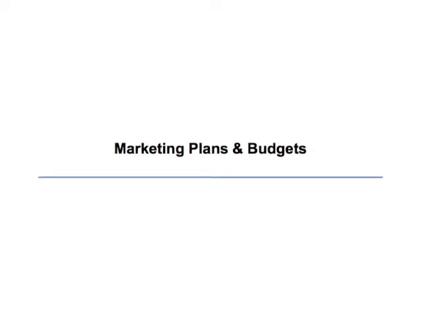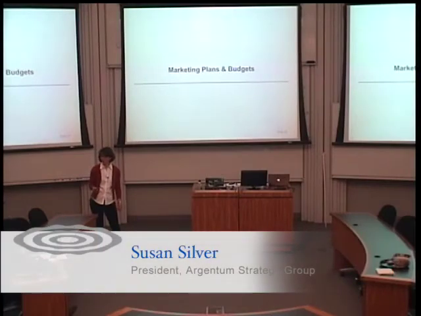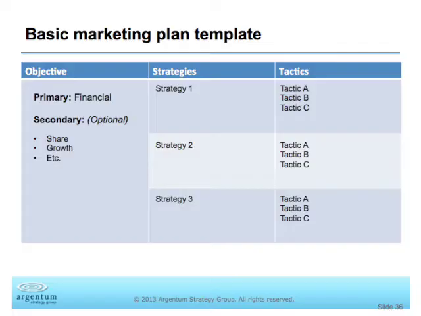You're going to get asked a lot, you know, how are you going to find customers? How are you going to drive people to your website? What have you? And you're going to need to answer them. So this is a basic marketing plan template. Again, like positioning, deceptively simple. It's got three sections: objectives, strategies, tactics.